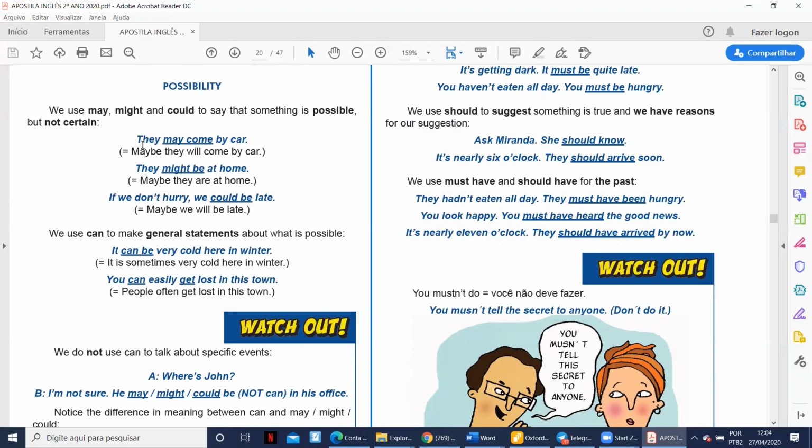Example, they may come by car. Well, when I say they may come by car, I'm not 100% sure they will come by car, but I think it will happen. So it's the same as maybe, which means talvez, right, in Portuguese. Maybe they will come by car. But then I say, they may come by car. I'm using may for possibility, okay?